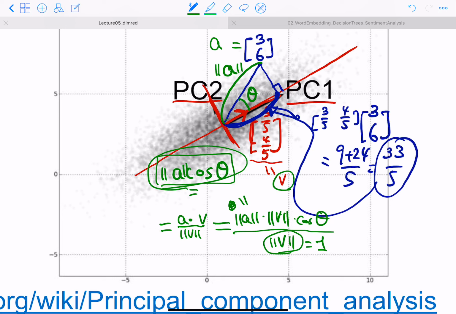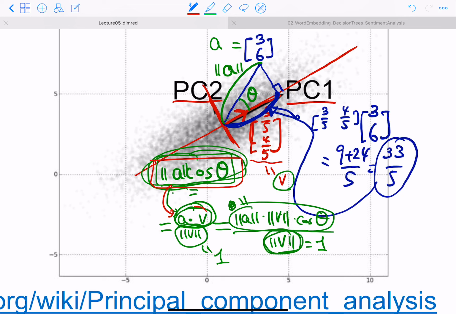So the length of this line segment can be represented using the inner product between the two vectors A and V. In order to obtain only this part, we have to divide by the length of V, or the norm of V. The inner product divided by the norm of V, but this norm is 1, so this line segment is simply obtained as the inner product between A and V.